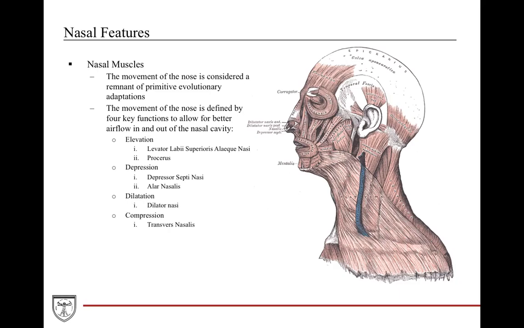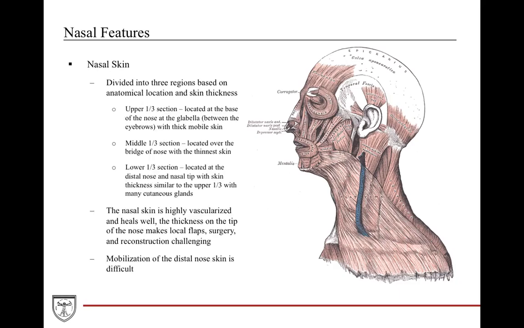But we still have a lot of these remnant nasal muscles. We can do elevation via the levator labii superioris alaeque nasi and via the procerus. You can do depression via the depressor septi nasi or the alar nasalis. You can do dilatation via the dilator nasi. You can do compression via the transverse nasalis as well.